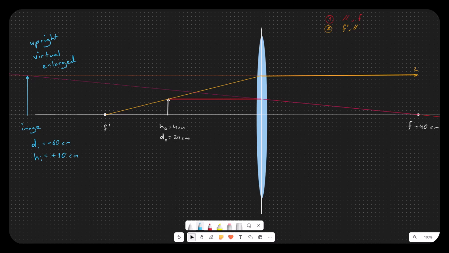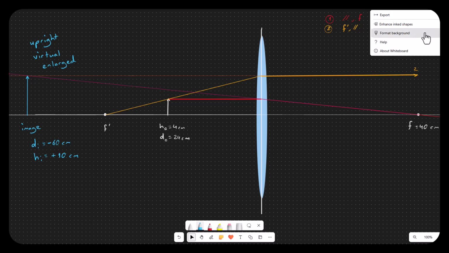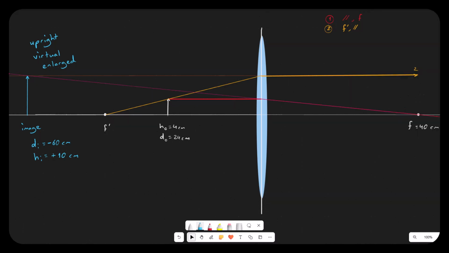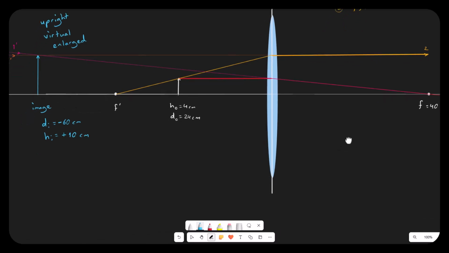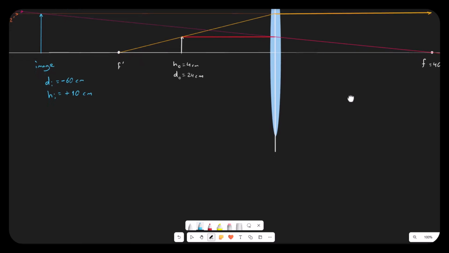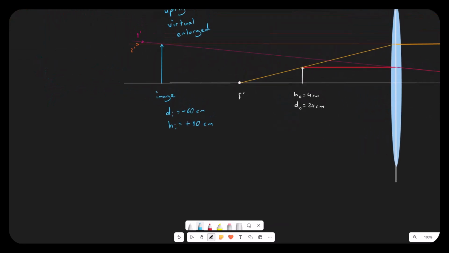Now I'm going to get rid of the dotted background, and we're going to take a look at what's going on. I have a couple of things I can work with. I can look at my magnification. My magnification, I said, was HI over HO. So image height, 10 centimeters over object height, 4 centimeters. I'm right side up, so this is a positive number, and that gives me a positive 2.5.